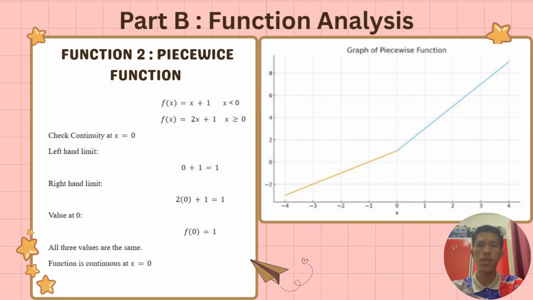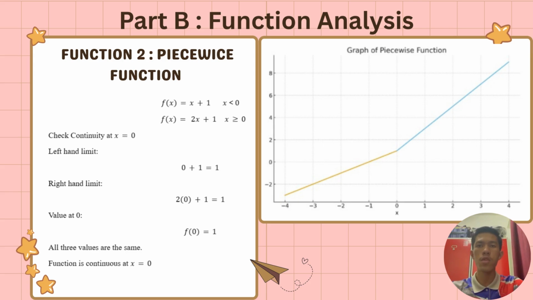Moving on to function 2, we are now analyzing a piecewise function. These functions are defined by different rules over different intervals of the domain. Our function f(x) is defined by two pieces. For x values less than 0, the function follows the rule f(x) = x + 1. For x values greater than or equal to 0, the function follows the rule f(x) = 2x + 1. The goal here is to check for continuity at the transition point x = 0.